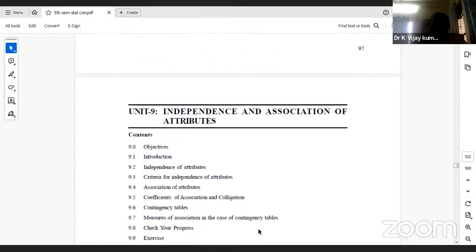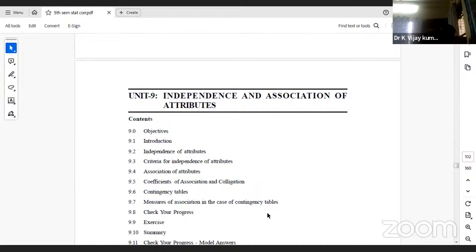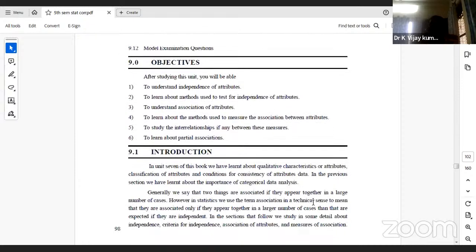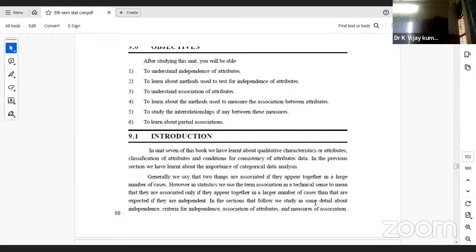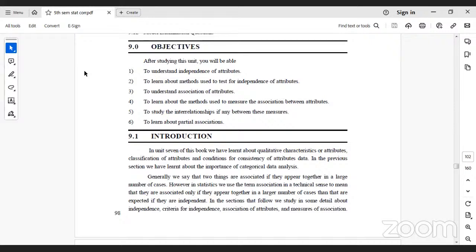Then I'm going to independence and association of attributes. I already told in the practical class: independence of attributes, criteria of independence of attributes, association of attributes, coefficient of association, colligation, contingency tables, and measures of association in the contingency table. Generally we have learned about qualitative characters, attributes, classification of attributes, and conditions for consistency of attribute data. In the previous section, we learned the importance of categorical data analysis.